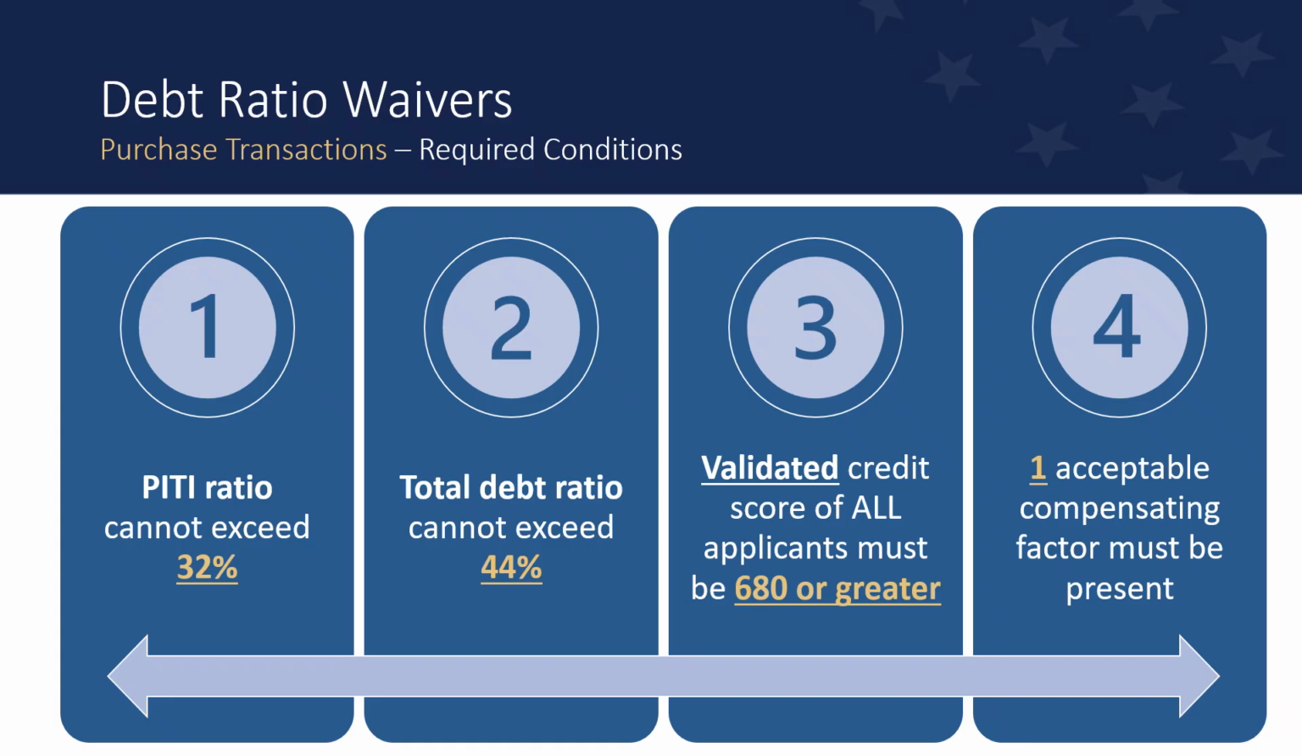Agency approval of a lender's request may be granted if all of the following conditions are met. The maximum PITI ratio cannot exceed 32%. The maximum total debt ratio cannot exceed 44%. The validated credit score of all applicants is 680 or greater, and at least one of the acceptable compensating factors listed in Chapter 11 of the handbook is identified.